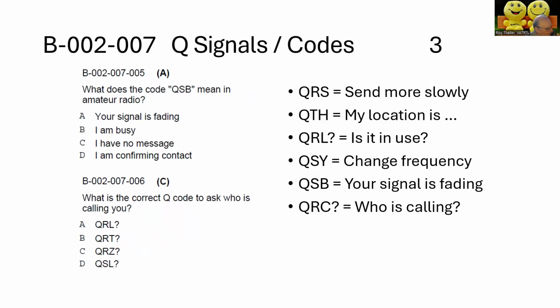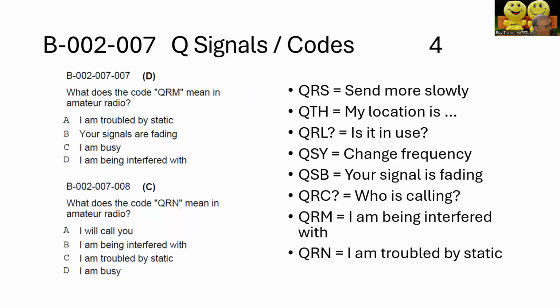What is the correct Q code to ask who is calling you? So the answer here is QRZ, who is calling. Here is a typo. This should be a Z. What does QRM mean? So QRM is related to you being interfered with. So I'm being interfered with, QRM. What does this code QRN mean? That means C, I'm troubled by static.